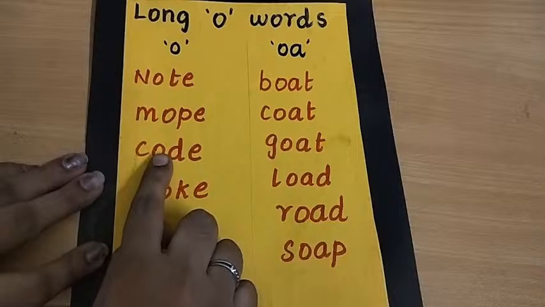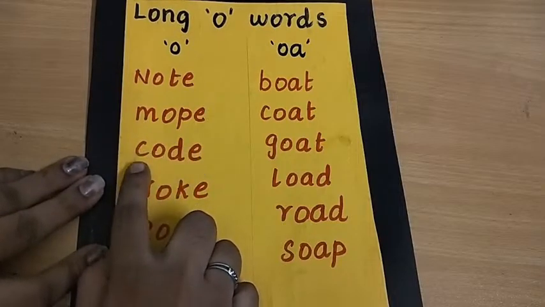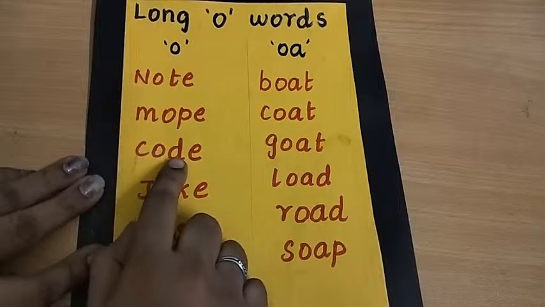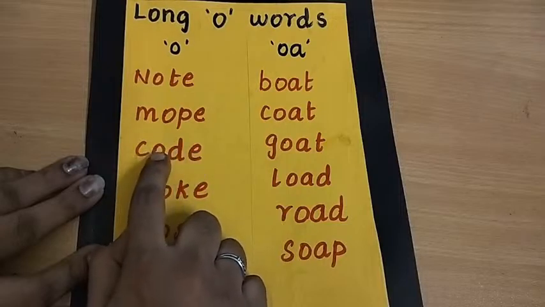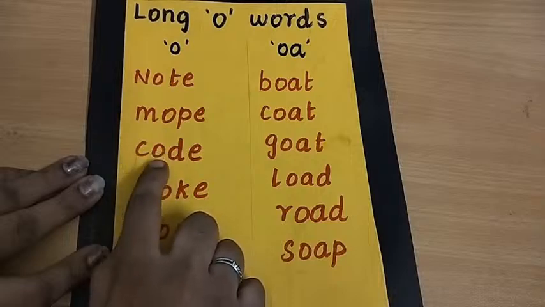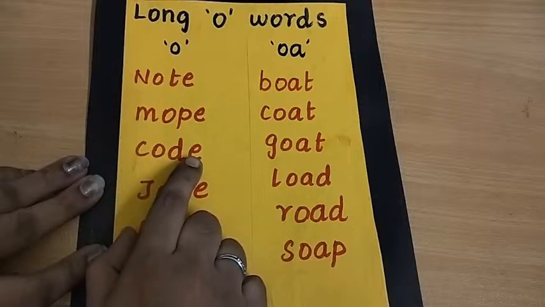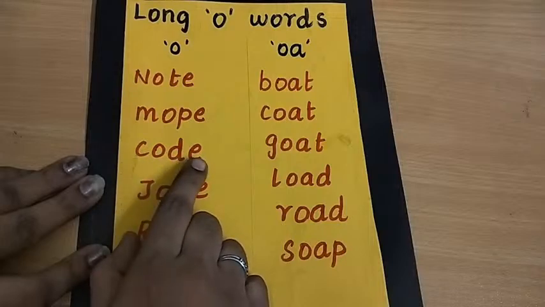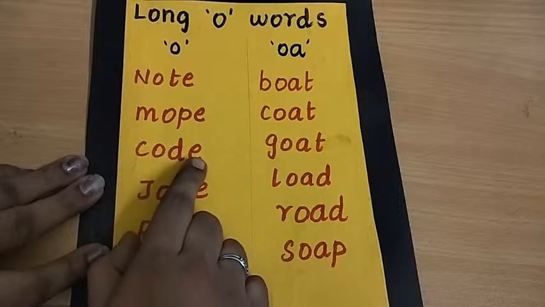Okay, the third one is C O D E. The sound of C is K. The sound of D is D. As we have E at the end, you have to give a longer sound, that is the actual sound of the vowel. So for this word, how you have to pronounce it is K O D, code. K O D, code.